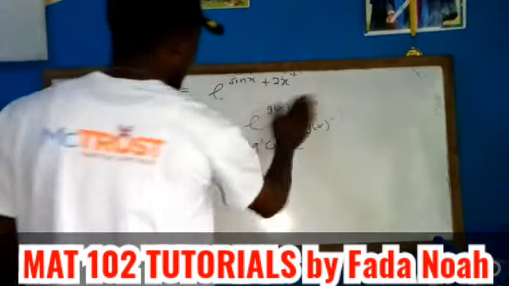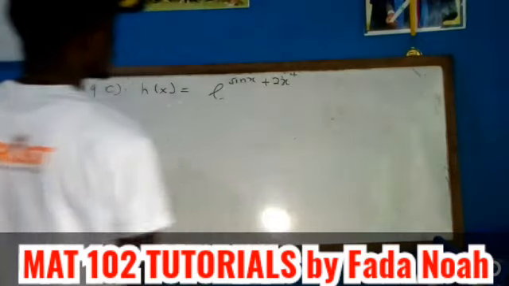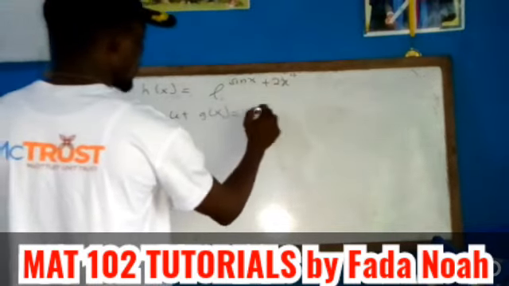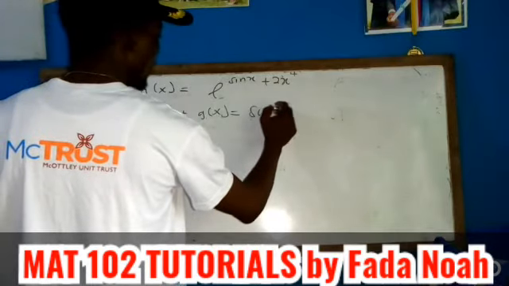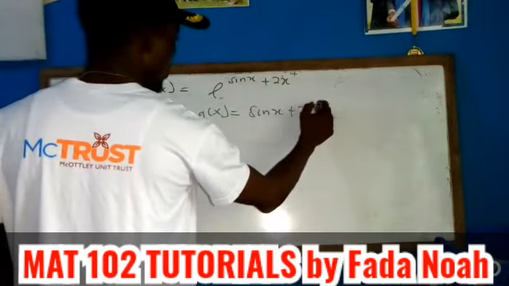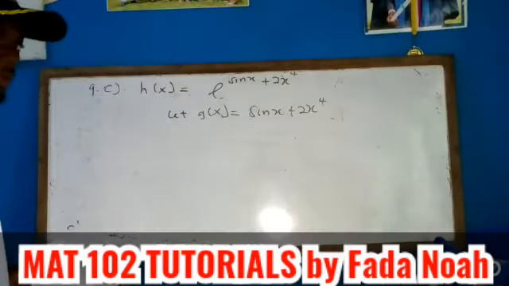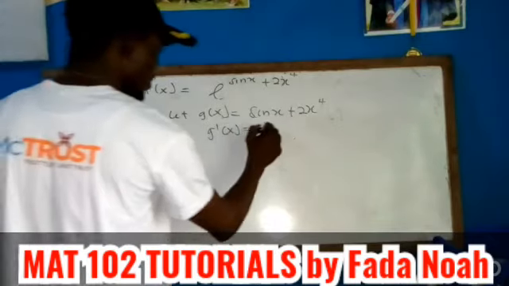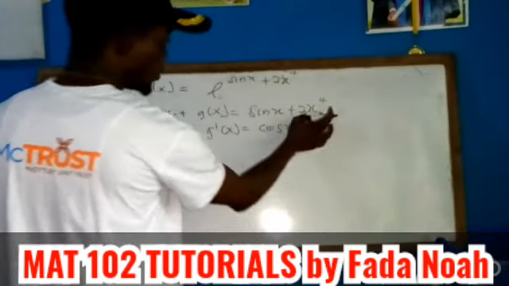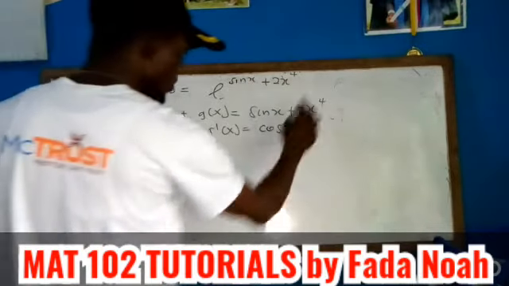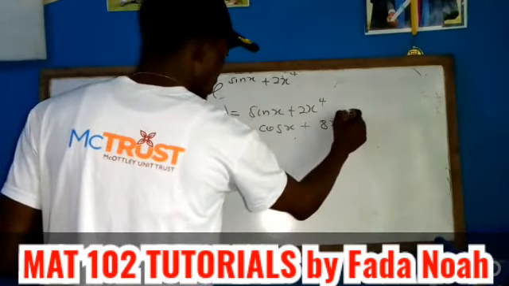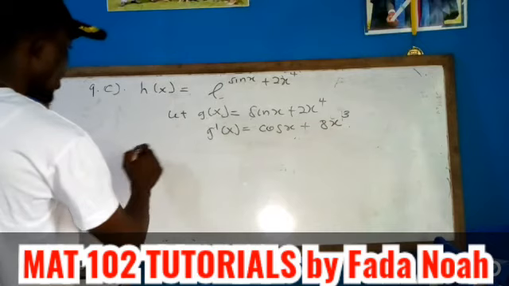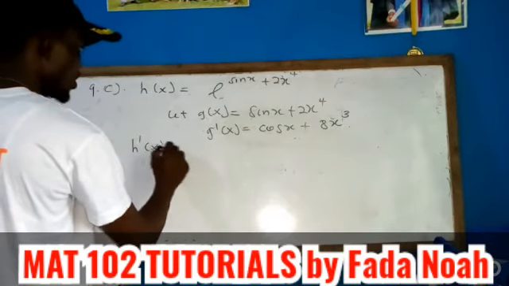So we write, let g of x equal to sine of x plus 2x exponent 4. Alright, so g prime of x will be equal to the derivative of sine x, which is cos x, plus the derivative of 2x exponent 4, which will give us 8x exponent 3.